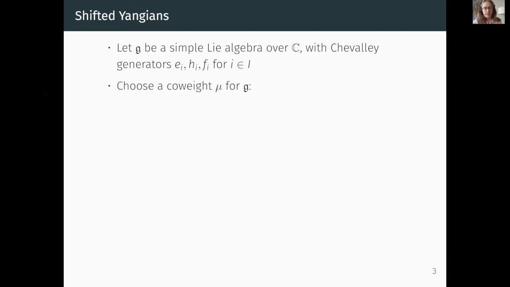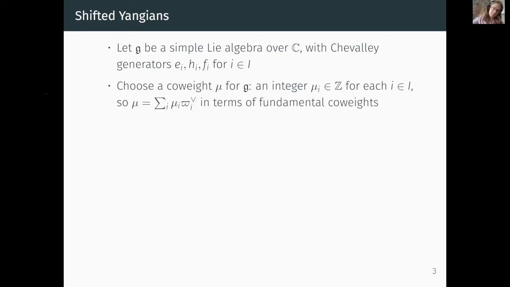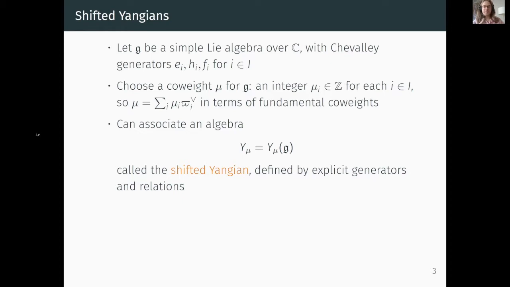Then what we can do is choose a coweight for G. I'll call it mu. Simply put, that's going to be an integer for every node of the Dynkin diagram. A little more explicitly, I'm going to write it in the basis of fundamental coweights, so it's an integral coweight. Then there's an associated algebra, Y_mu, which depends on G and this coweight, called the shifted Yangian. It's defined by some explicit generators and relations. More on that in a second.